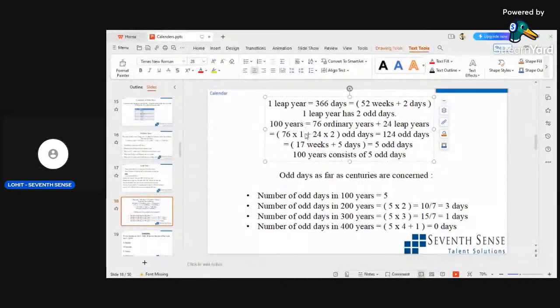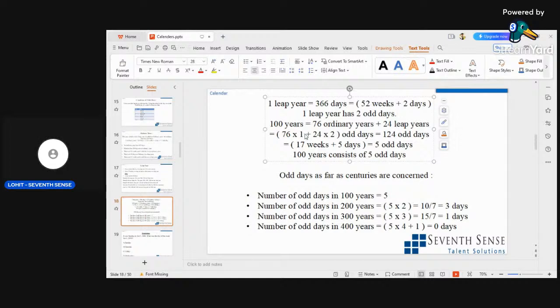Now tell me, have you got this part? In one leap year, how many odd days are there? There are two odd days. Previously, we calculated total days divided by 7, and the remainder is the answer. The same thing I have done here. One leap year is 366 days, divided by 7, the answer is 2. So in one leap year, there will be two odd days. Understood?